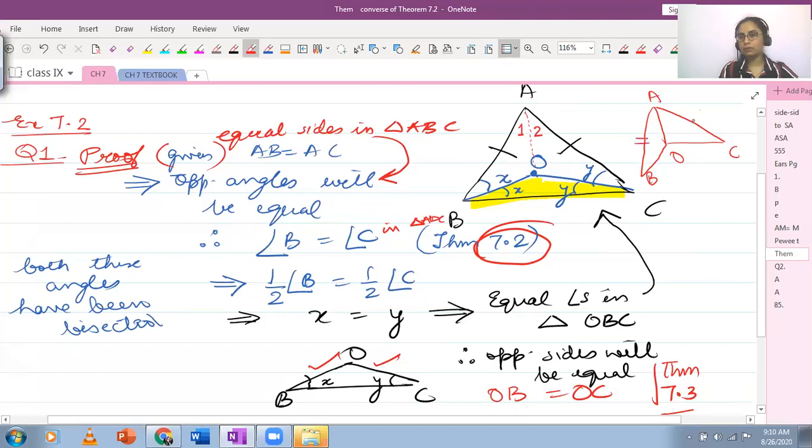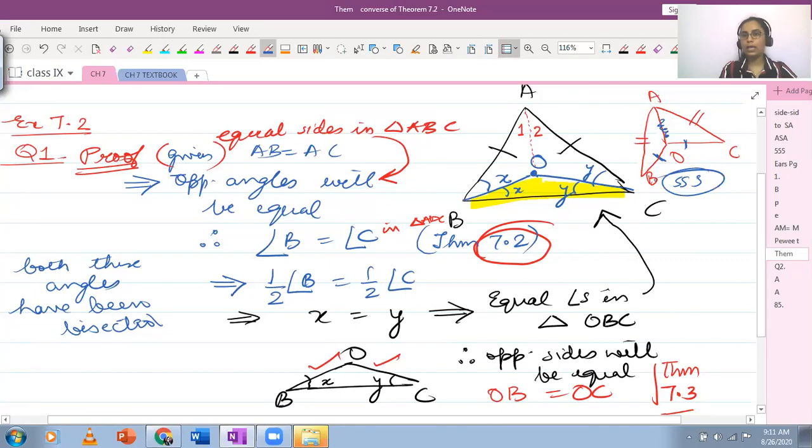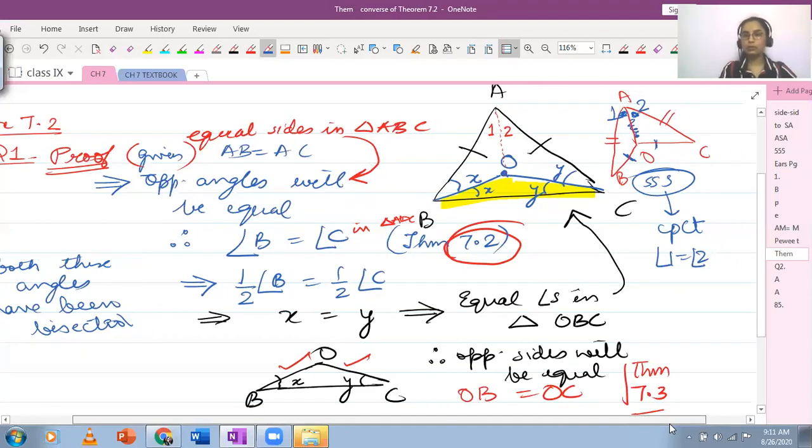This is given. These two sides were already given as equal. Now you have proved OB and OC are equal in the first part. And then there is this common side. By SSS, the two triangles will be congruent, and then by CPCT, angle 1 will be equal to angle 2. Angle 1 is this one and angle 2 is this one. So two parts of angle A are equal. That means angle A is bisected, divided into two equal parts.